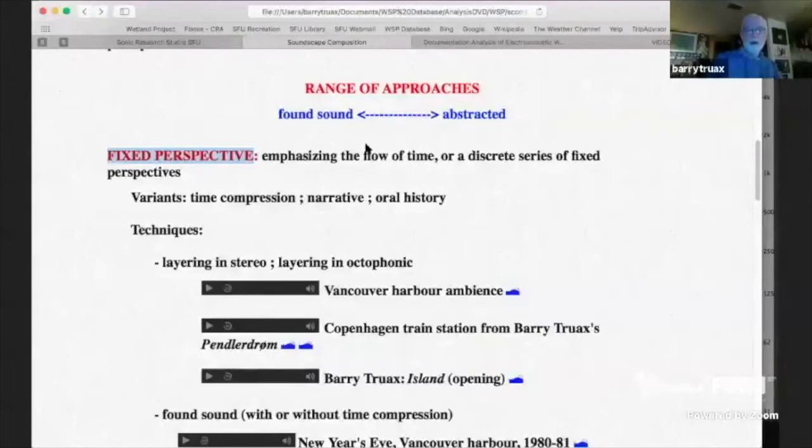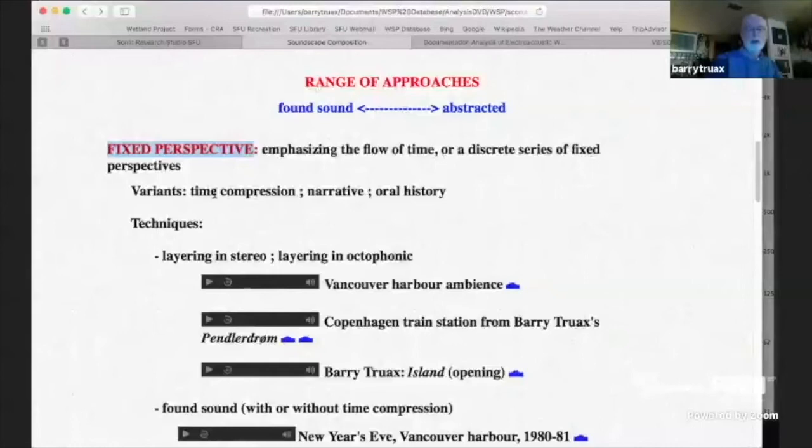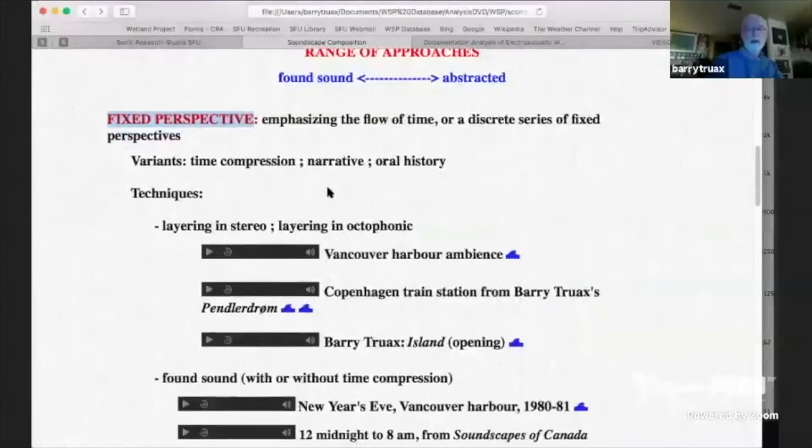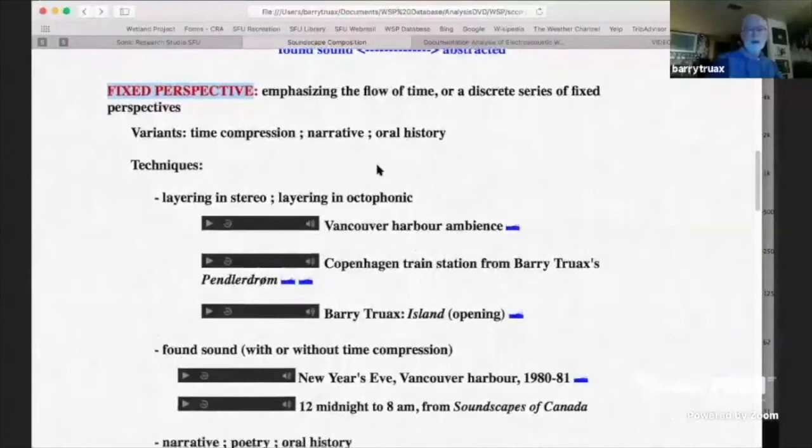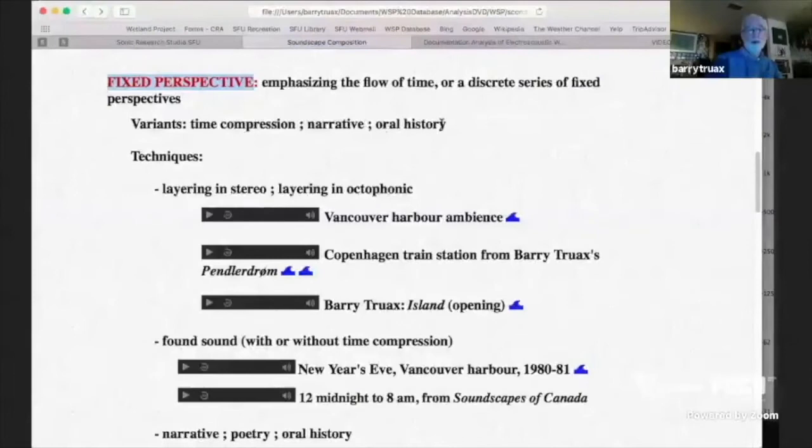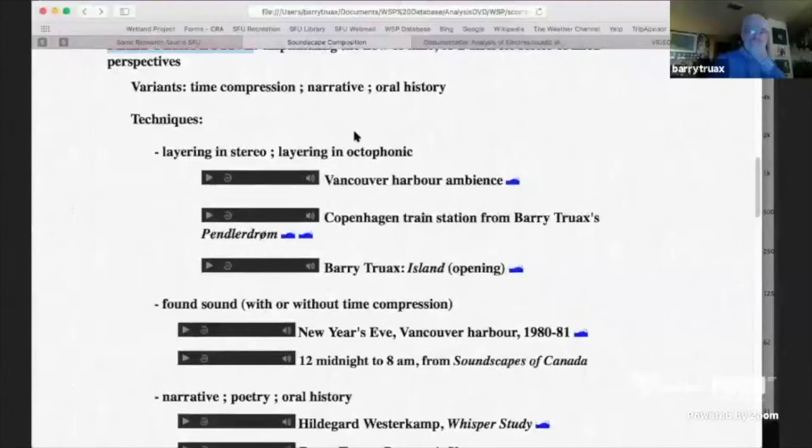Or it could be a discrete series of those. It could be time compressed, there could be a narrative or a running commentary there. It could involve oral history. There's many, many aspects of this very simple, basically soundscape monitoring, which also could be indoors, of course, and involve interview subjects and so on. The techniques tend to be a layering in stereo.